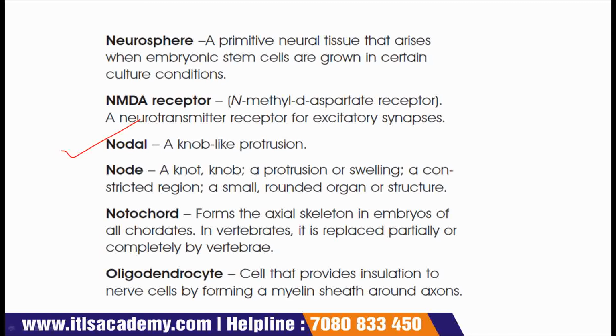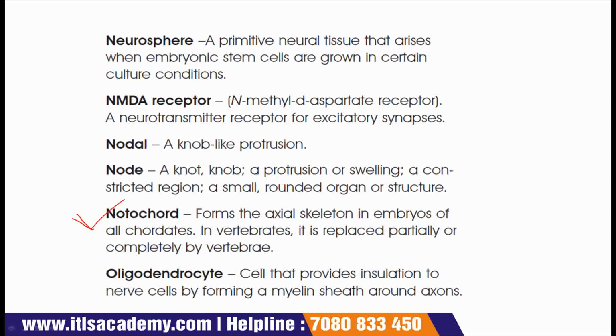Next term is nodal. Nodal is a knob-like protrusion. What is knob-like protrusion? It will look something like this. Node. Node is a knot, knob, a protrusion or swelling, a constricted region, a small rounded organ or structure.